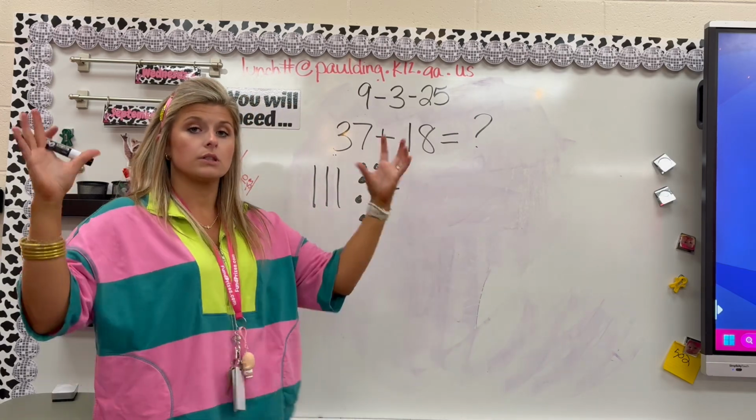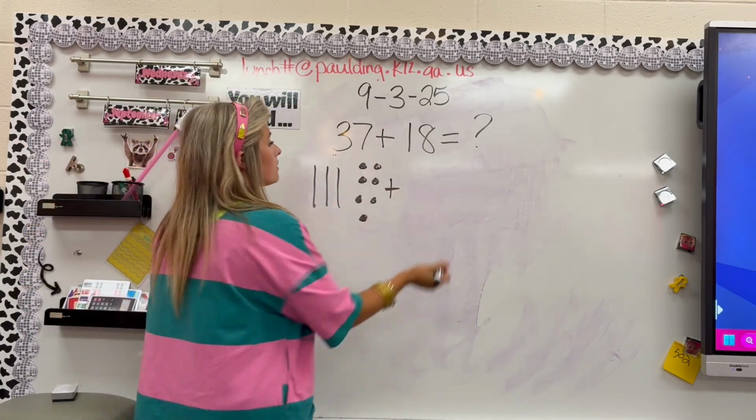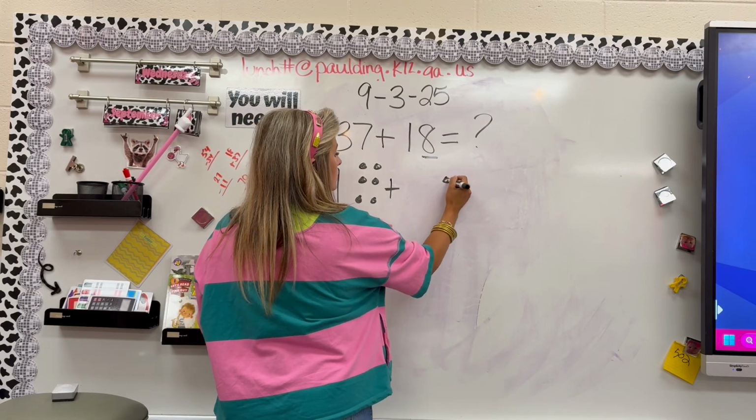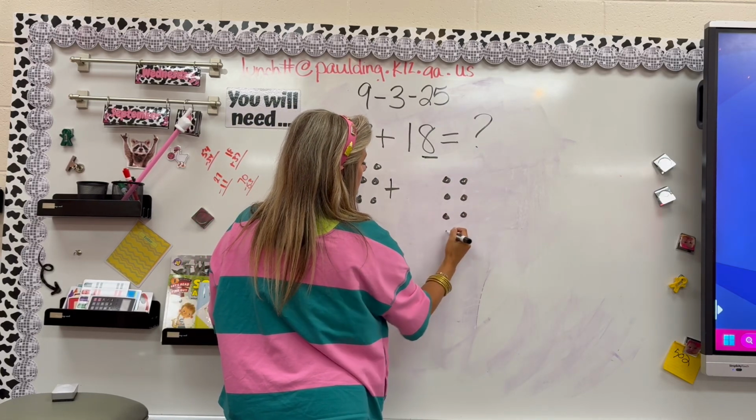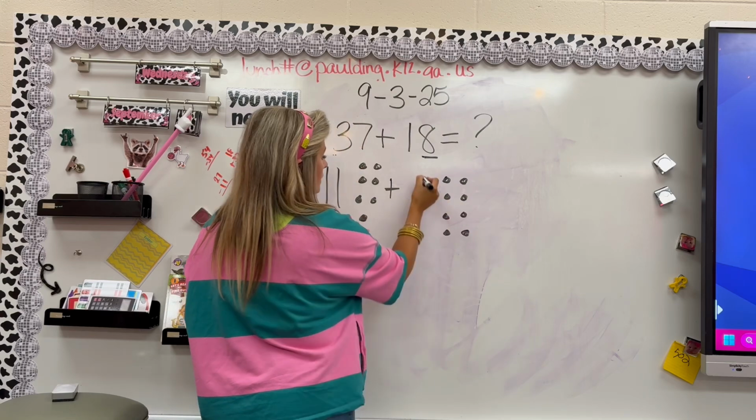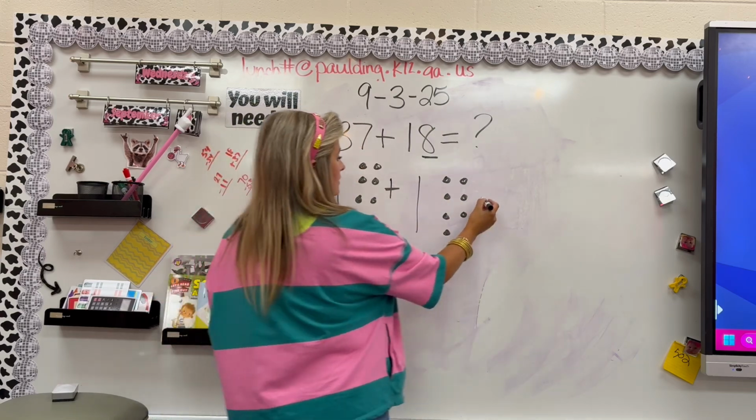Since we're adding, we're taking them and putting them together. So I have 8 ones. 1, 2, 3, 4, 5, 6, 7, 8, and a 10. So that's going to give us our answer.